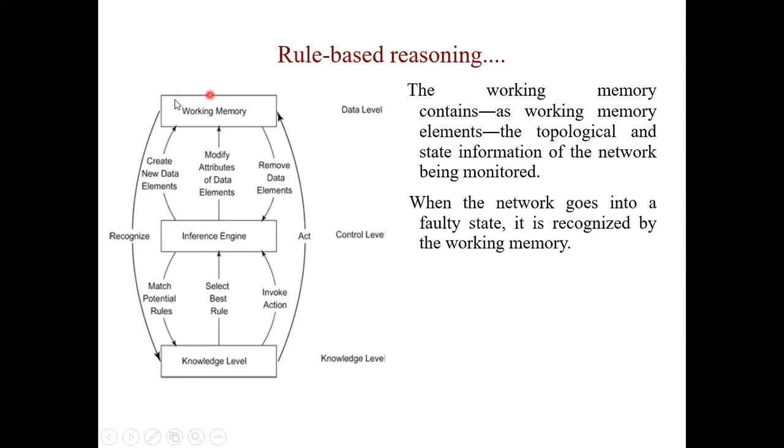The working memory, so now talking about the working memory. The working memory contains all the information of the working state of the network. So the current state of the network, the entire topological scenario, whatever is happening in my network, everything will be mentioned in the working memory. Okay, so if my network has gone into the faulty state, something has happened, an alarm is generated or a fault is indicated, it will be indicated in the working memory. So the first fault indication will come to my working memory, because all the current scenario is present in the working memory.